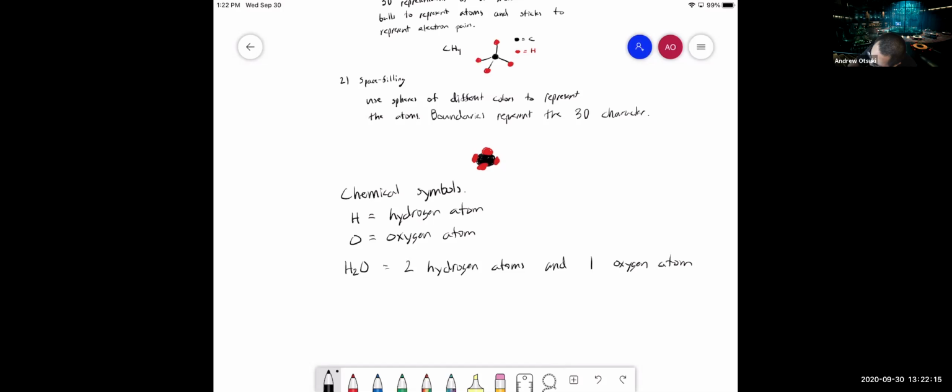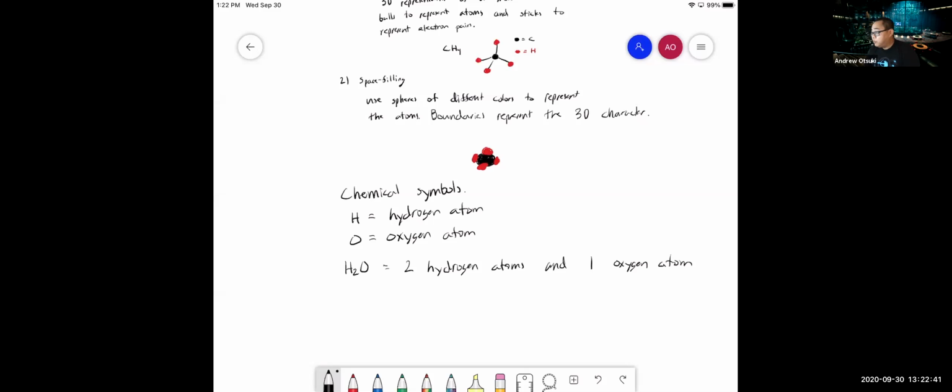And guys, if my voice goes out or the internet cuts my mic, I'm sorry. That's why I'm writing it on the iPad so you can see what I'm talking about. If it ever cuts out, let me know, and I'll try to fix my spotty internet connection. Okay, so we have 2 hydrogen atoms and 1 oxygen atom.